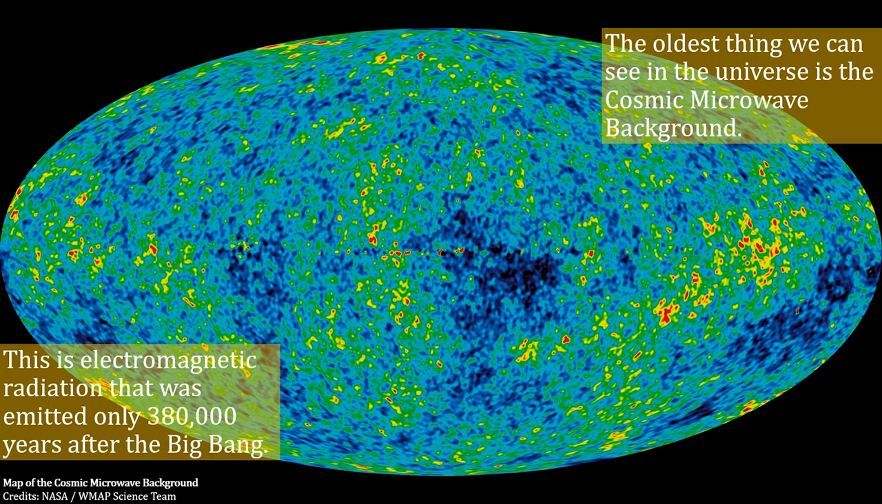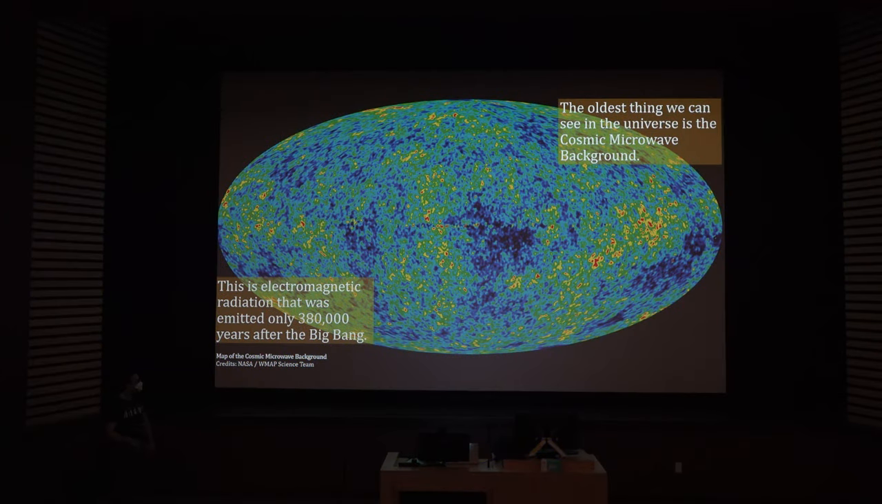So the oldest thing we can see in the universe is called the cosmic microwave background. It is electromagnetic radiation that was emitted only 380,000 years after the Big Bang, which is not a lot of time on cosmic scales. The reason it was emitted, again, it's going to take a bit of time to explain in detail, but essentially, before that time, the universe was so dense and so hot that it was completely opaque. So light couldn't actually travel from one place to another. And then 380,000 years after the Big Bang, the universe started becoming transparent and light could start to travel. And this is the first light in the universe, essentially.